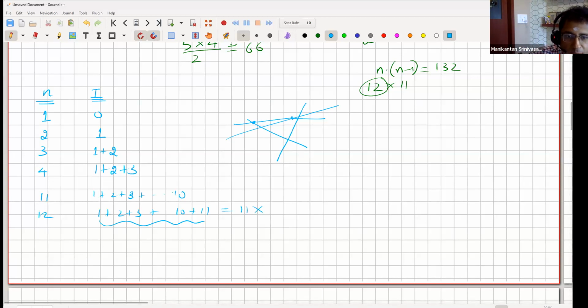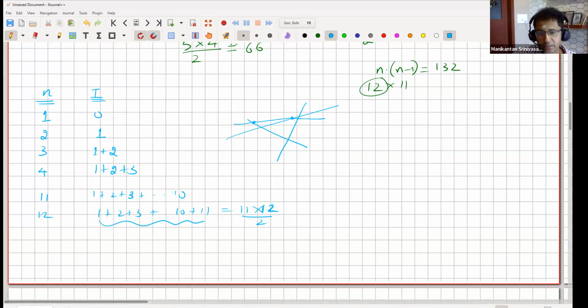This is 11 into 12 by 2. This also we know, right? Summation of numbers is k into k plus 1 by 2, right? So two important things, right?